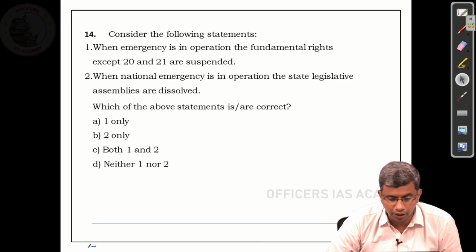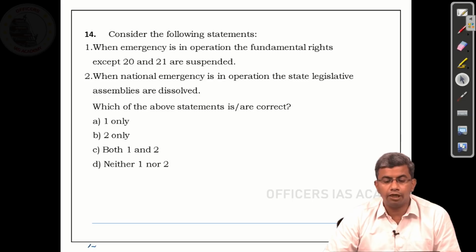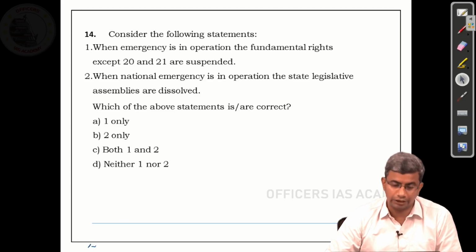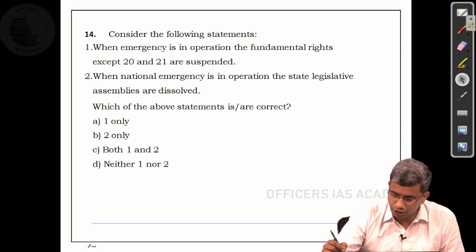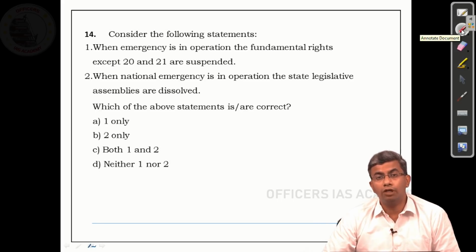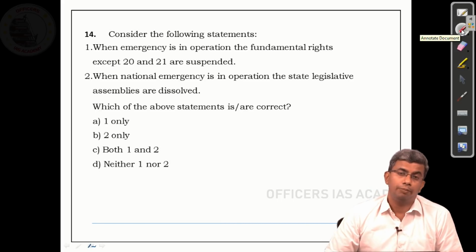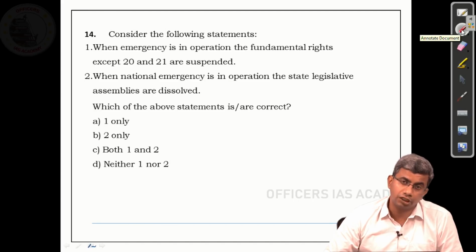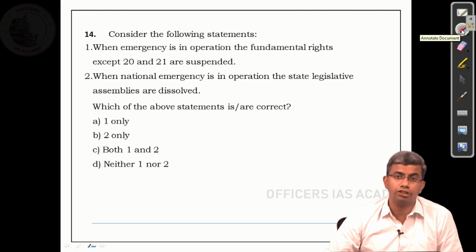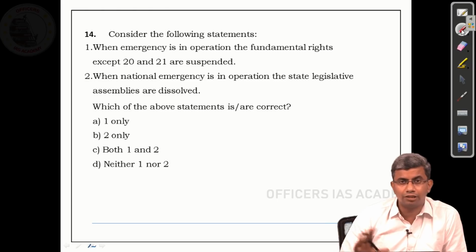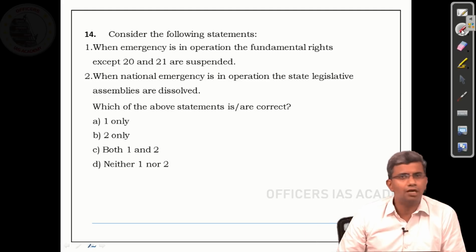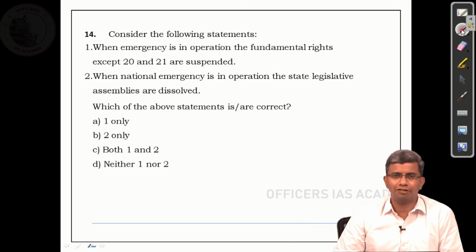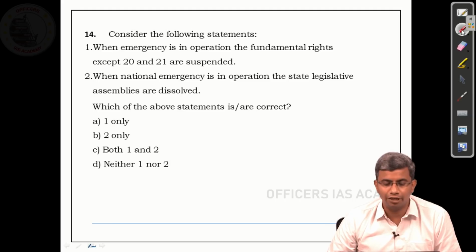Consider the following statements. When emergency is in operation, the fundamental rights except 20 and 21 are suspended. Yes. When national emergency is in operation, the state legislative assemblies are dissolved. That is not necessarily true. The parliament gets the power to legislate on any matter of the state list. The union government gets the power to give instructions to the states as to how to carry on their executive action. But it is not necessary that the legislative assemblies are dissolved. In 1975 to 77, many of the Congress legislative assemblies continued. Right? It was only the opposition legislative assemblies which were dissolved. So it is not a necessary condition.